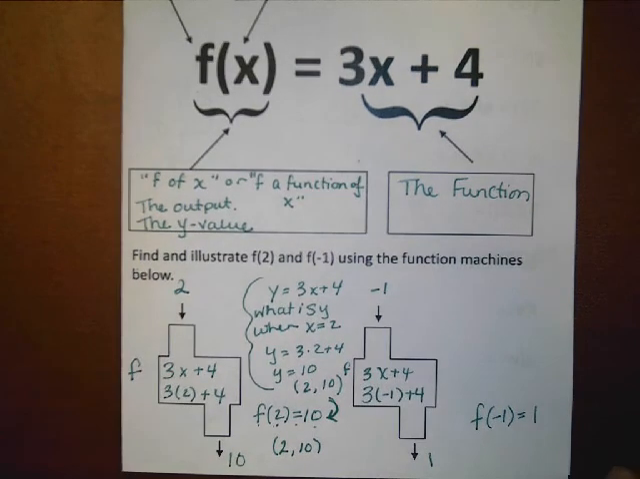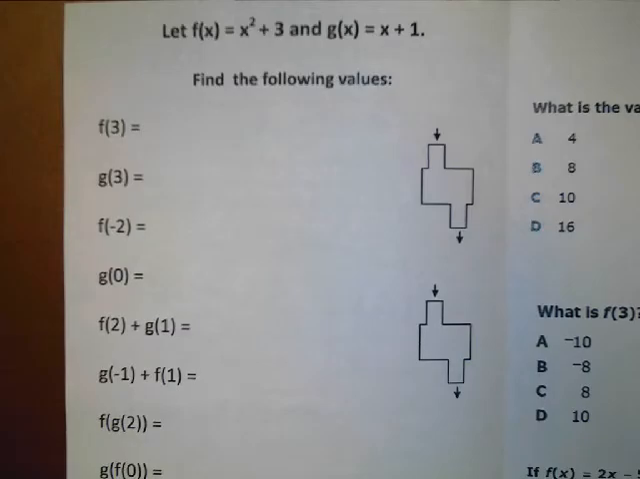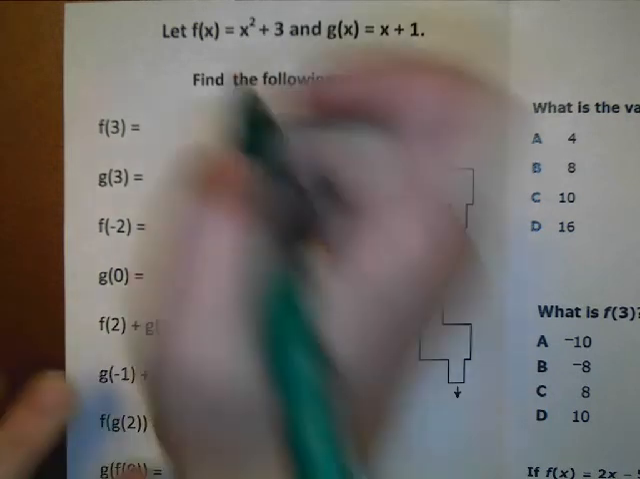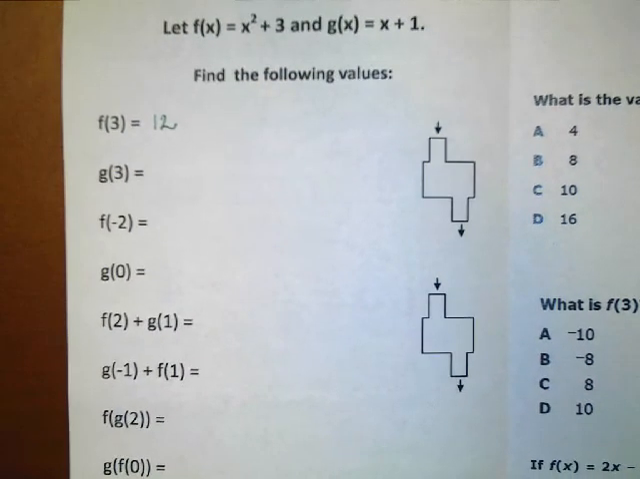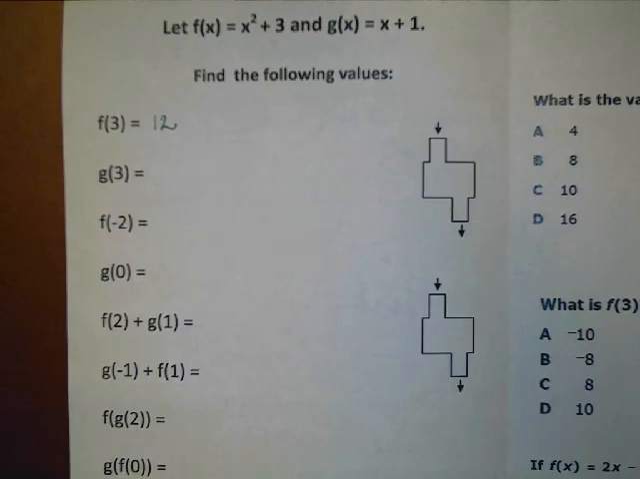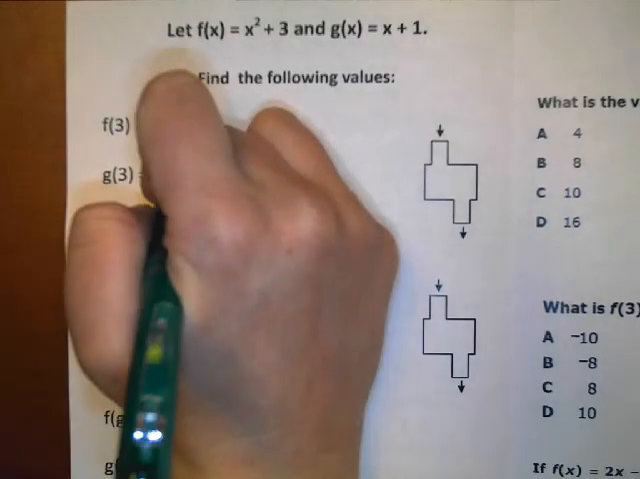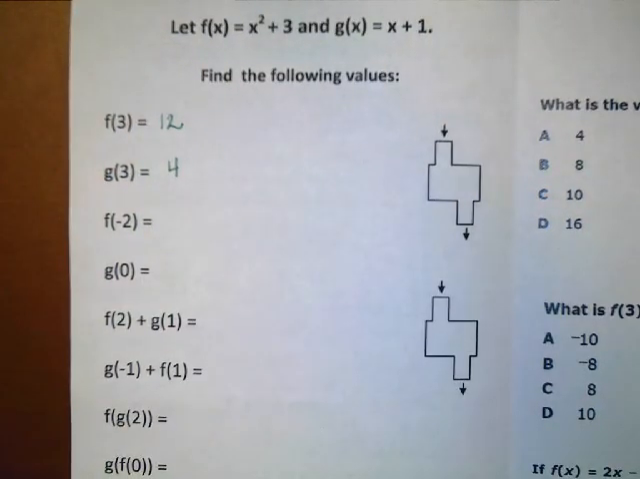Did everyone get this front page filled out? We're starting in Group A. Charles. Yes. F of 3 equals 12. That's correct. No, that's okay. G of 3. 4. 4. 7. 1.